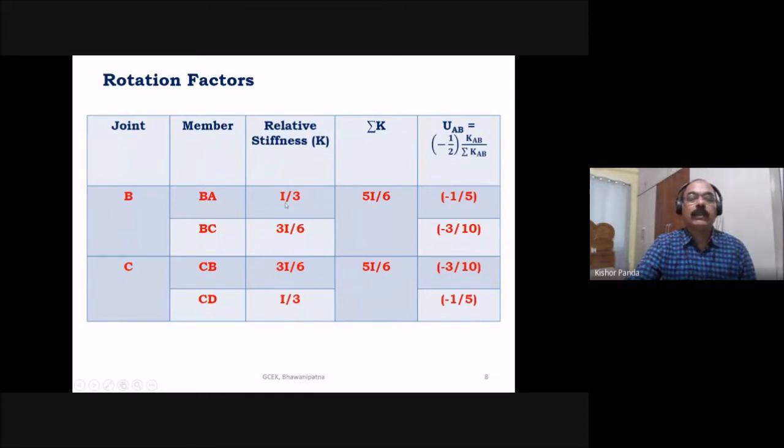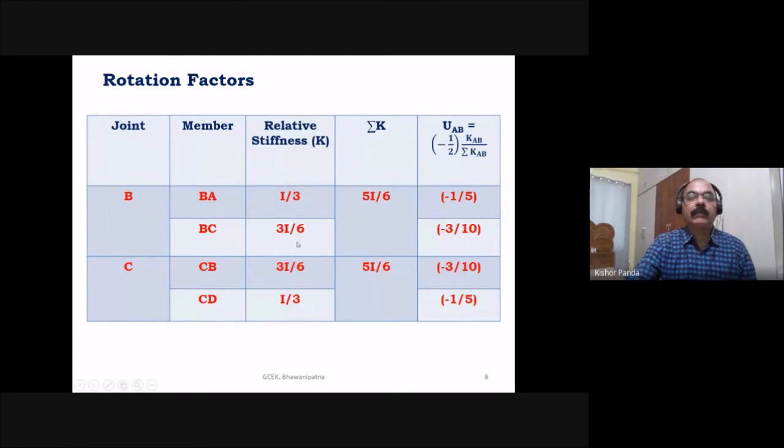You know that it depends on the moment of inertia and the length of the member. So accordingly you have to find out the relative stiffness of the members. BA is I by 3 and BC is 3I by 6. This is the relative stiffness of the members BA and BC. Similarly, at joint C, two members meet, CB and CD. So what is the relative stiffness of the member CB? This is 3I by 6. And for CD, the relative stiffness is I by 3.